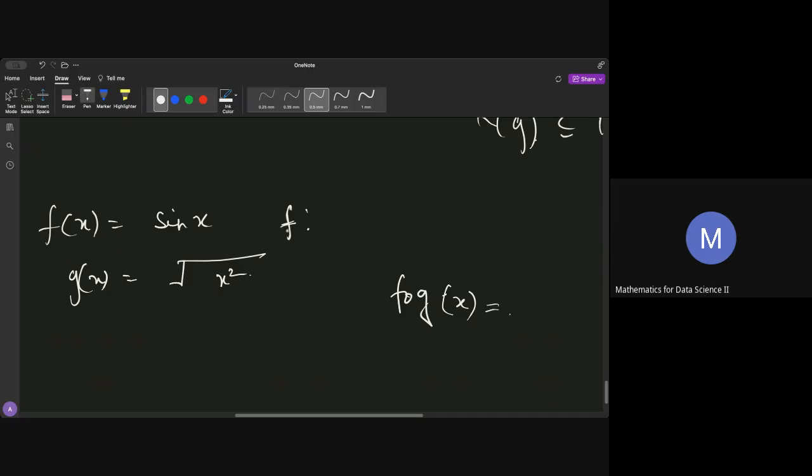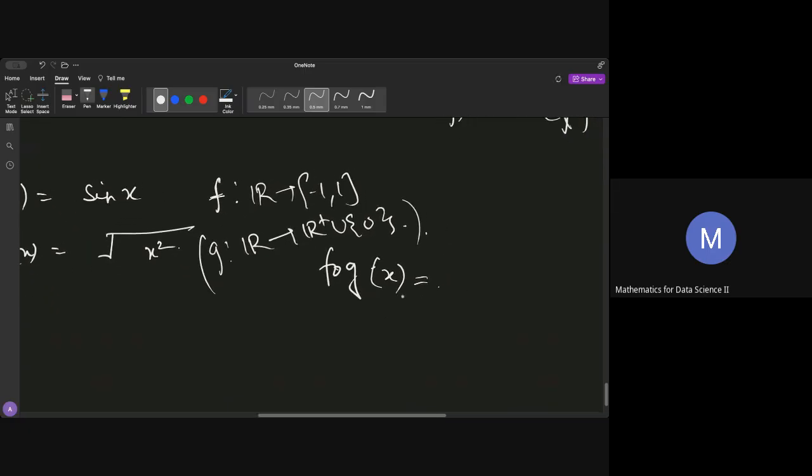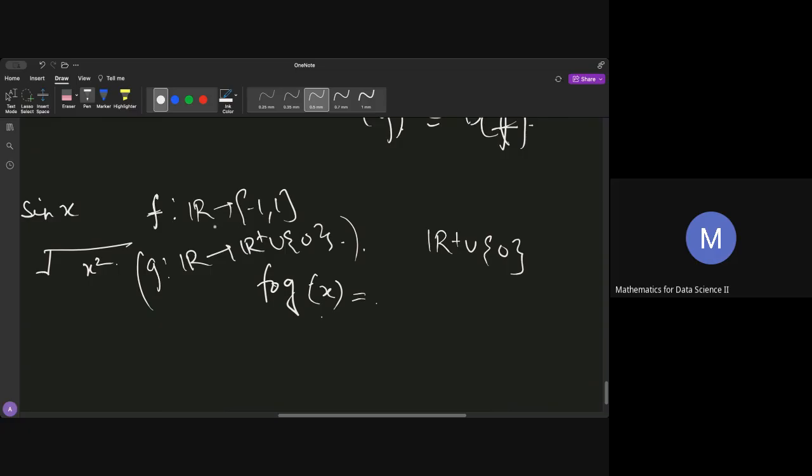So let's say I'm defining the domain of F; we're taking the natural domain for both of these functions. What is the domain for this function F? It's R, right? F is a function from R to minus 1 comma 1. And G is a function from R to R plus union 0, right? So if I were to define FOG, the first thing we need to check is the range of G. Your range of G is R plus union 0, and this should be contained in the domain of F, which is R. So this is contained in R, so we don't have an issue here. That's fine.